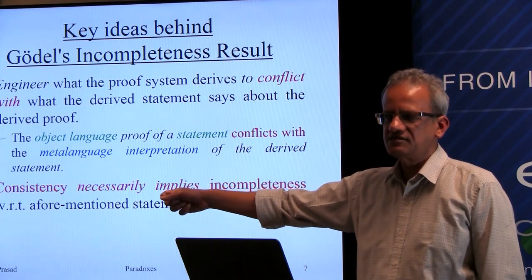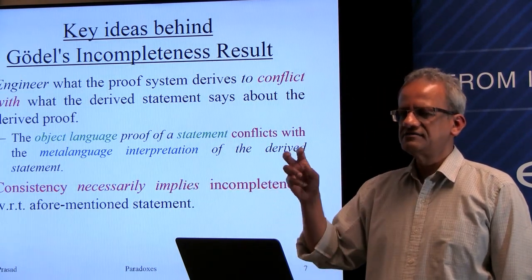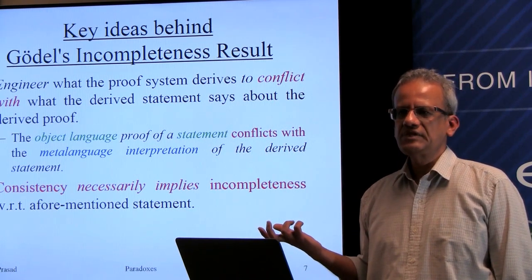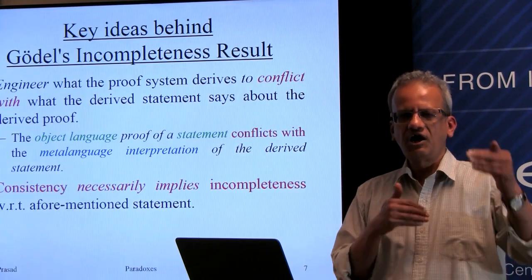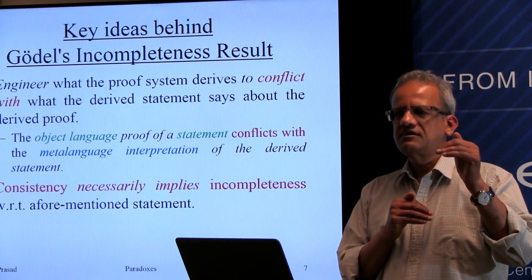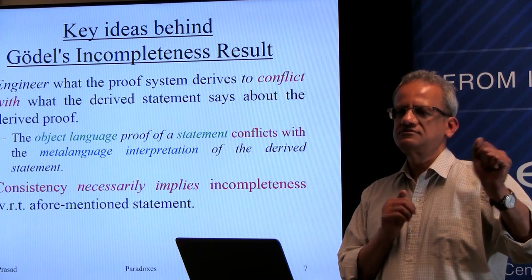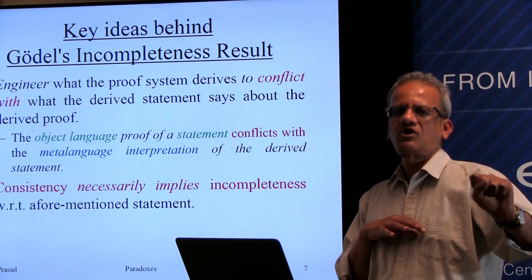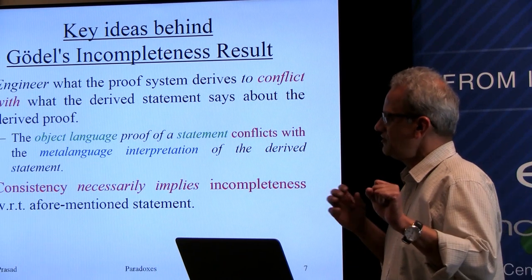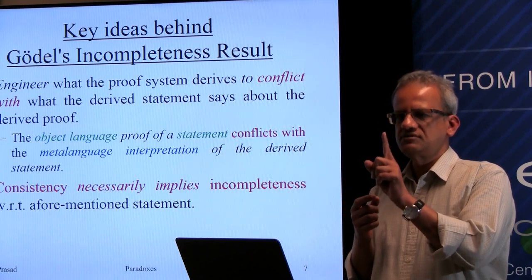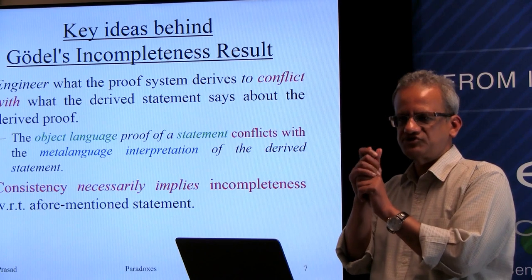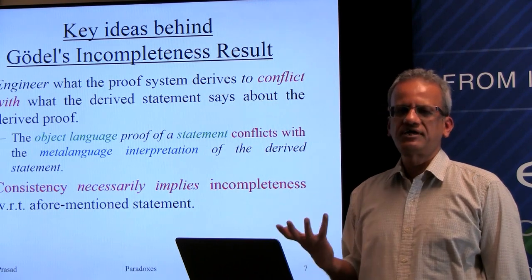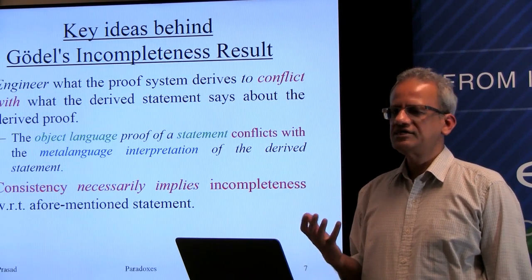So if the system is consistent, that means it can neither generate alpha nor can it generate not alpha. Now, as far as a model is concerned, alpha is either true or false. There is no in between. A statement is either true in the model or not true in the model. So that means we know one truth, right? We either know alpha or not alpha. One of them is true. So we know one truth which did not get generated. So that's the incompleteness.